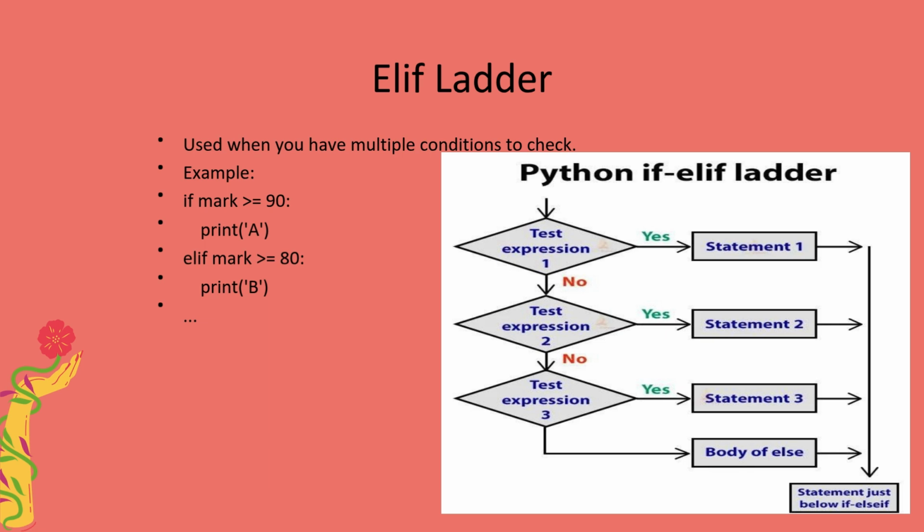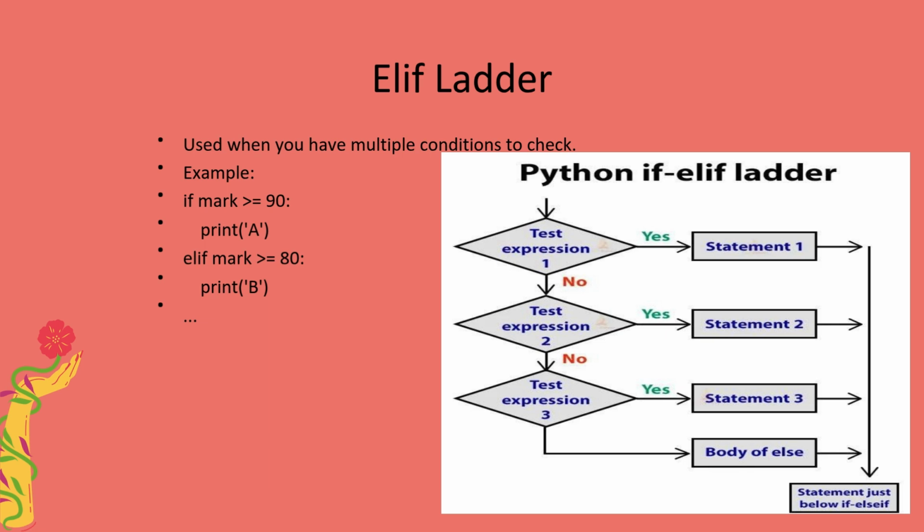If not, it checks the next elif condition. This continues until a true condition is found. If none of the conditions are true, the final else block runs. You can think of the elif ladder as a chain of decisions. For example, if the score is above 90, grade is A. Else if it's above 80, grade is B. Else if it's above 70, grade is C. Else grade is F. Each condition is checked in order and only one block will run.